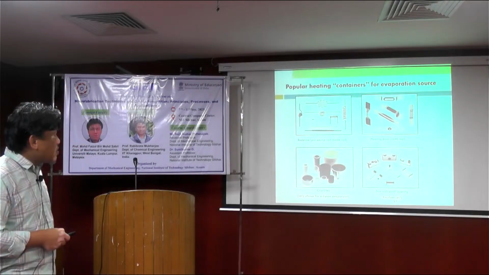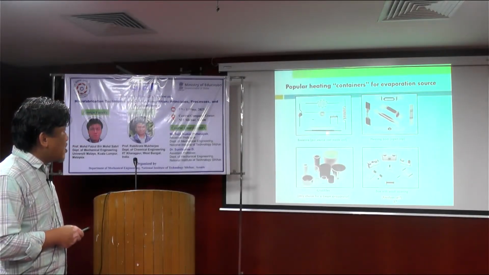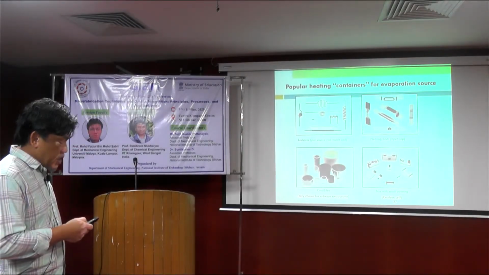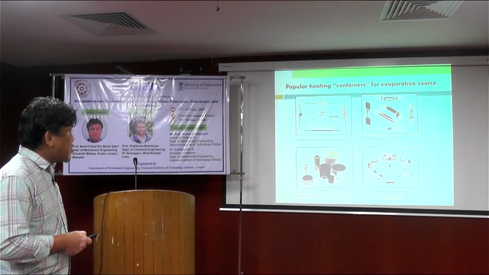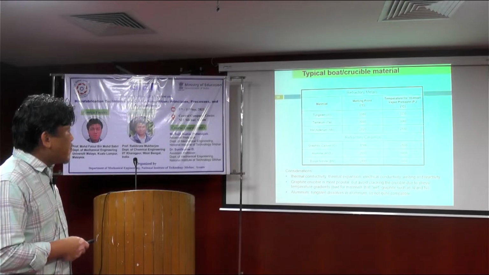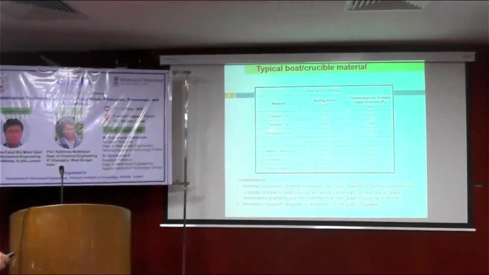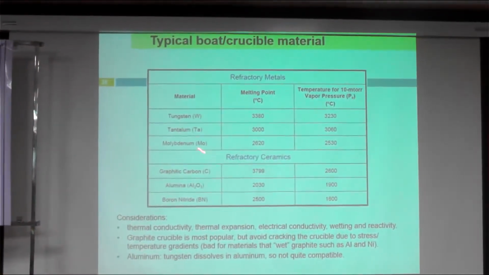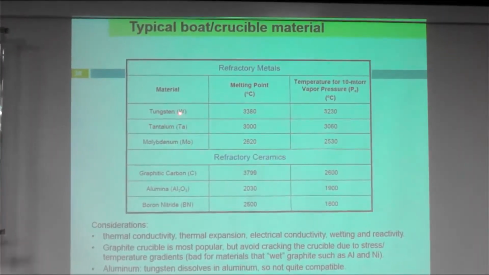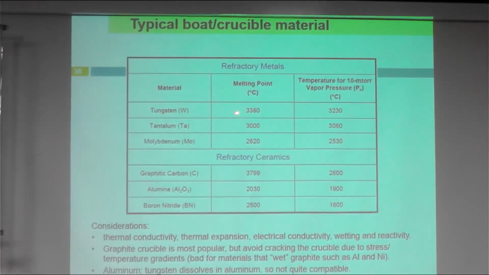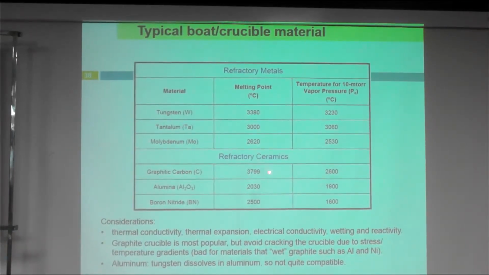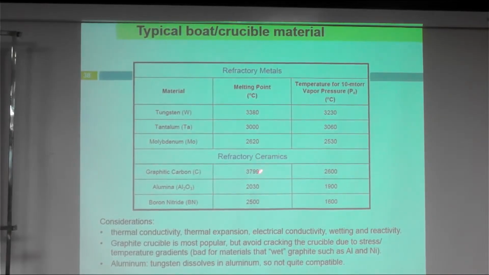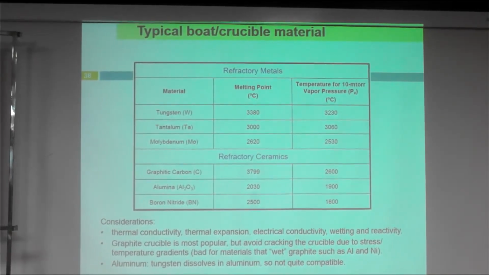So these are containers for the evaporator and resistor, just to show some parts of the process. And for the crucible, you have tungsten, tantalum. Accordingly, if you have a higher temperature material, you can use tungsten, for example, up to 3,380. And if you have graphite, you can go higher, 3,700, for example, and so on and so forth.